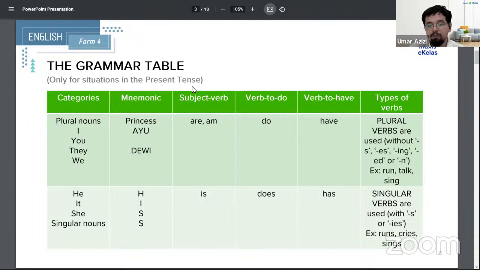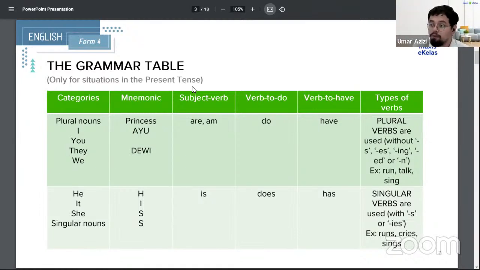Now, for the plural nouns category, the subject-verb relationship is are and am. I am, you are, they are, we are. The verb to do is do, and the verb to have is have. Now, what is verb to do and verb to have? When verbs come across these plural nouns, the verb form you use is do and have, because the other forms are does and has. So just remember, for I, you, they, we, use the verb to do form and verb to have form. If that makes sense.